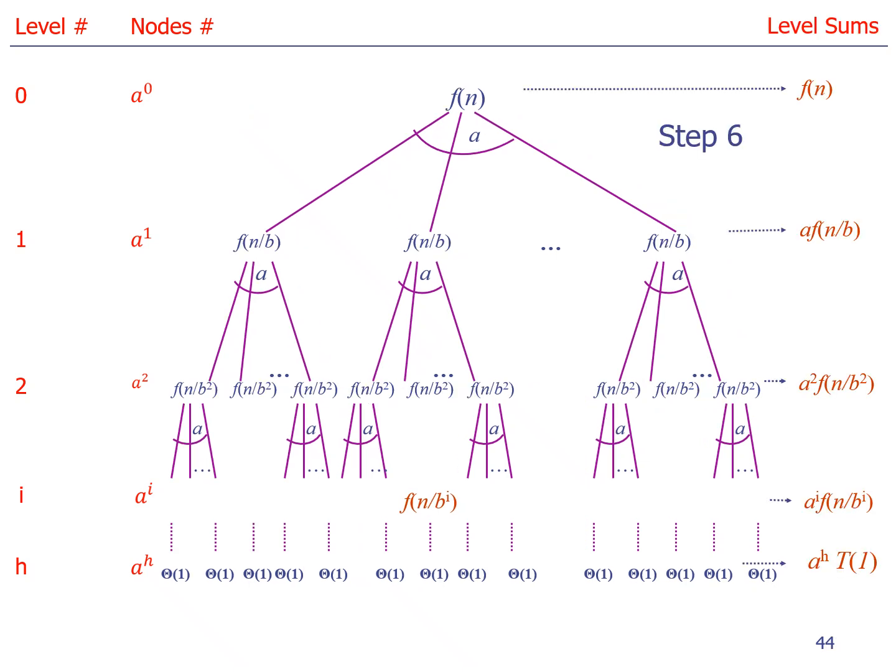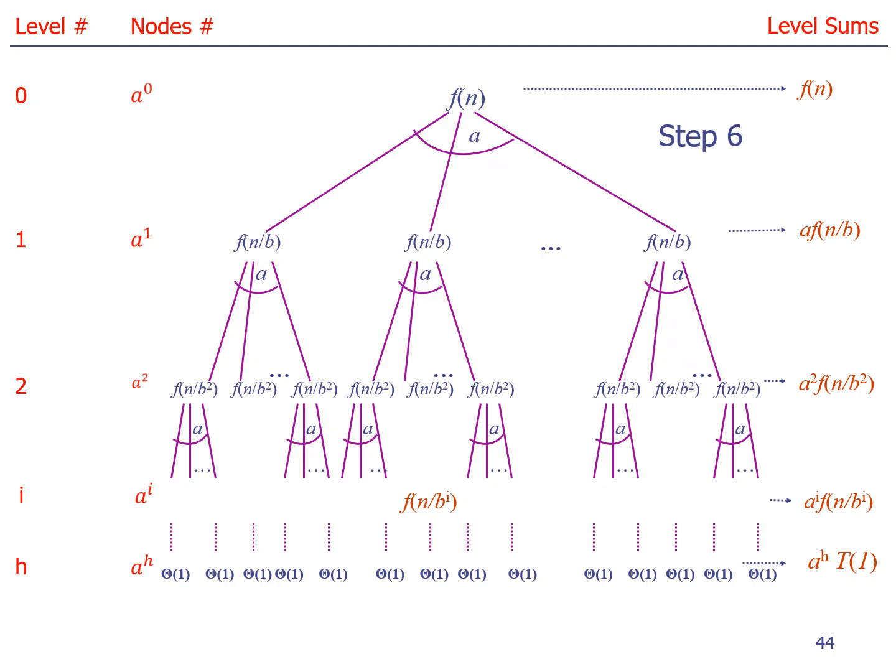Now the next step, I will try to compute the amount of work I'm doing in every level. So in level 0, I'm doing f of n. That's the only thing there. Now f of n here represents any positive asymptotic function. So this could be f of n equal to n squared, or n to the 3, or log n. I don't care. Here I'm talking about it in general terms. So at level 0, I have f of n.